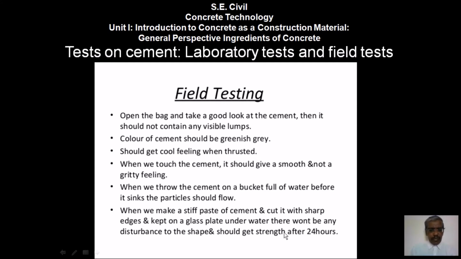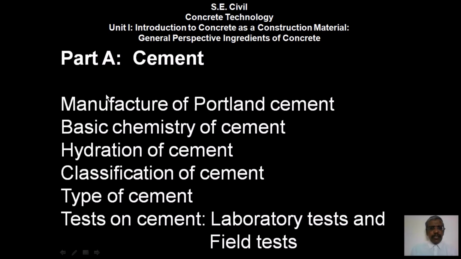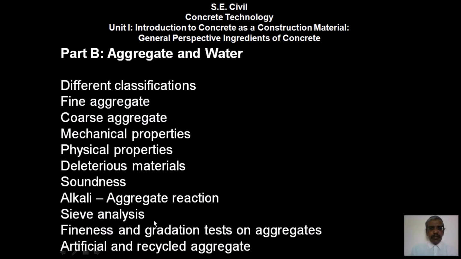So we have seen in part A cement, manufacturing of the Portland cement, basic chemistry of the cement, hydration of the cement, classification of the cement, type of cement and test on the cement. Now we will see in part B aggregate and water, different classification, fine aggregate, coarse aggregate, mechanical properties, physical properties, deleterious materials, soundness, alkali aggregate reaction, sieve analysis, fineness and gradation of the aggregate, artificial and recycled aggregate.